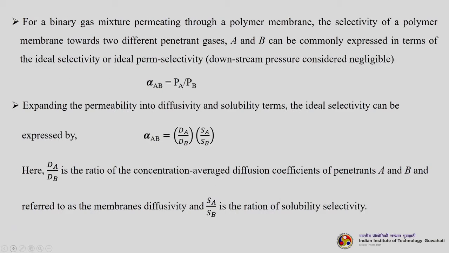For a binary gas mixture penetrating through a polymer membrane, the selectivity of a polymer membrane towards 2 different penetrant gases, let us say A and B, can be commonly expressed in terms of the ideal selectivity or ideal perm selectivity, with downstream pressure considered negligible. So, alpha AB is Pa by Pb. If you expand it, we can include diffusivity and solubility: DA by DB into SA by SB, where DA by DB is the ratio of the concentration averaged diffusion coefficients, and SA by SB is the solubility ratio, or solubility selectivity.